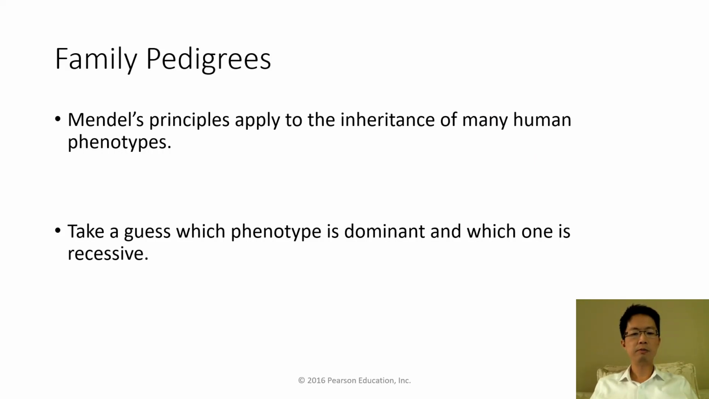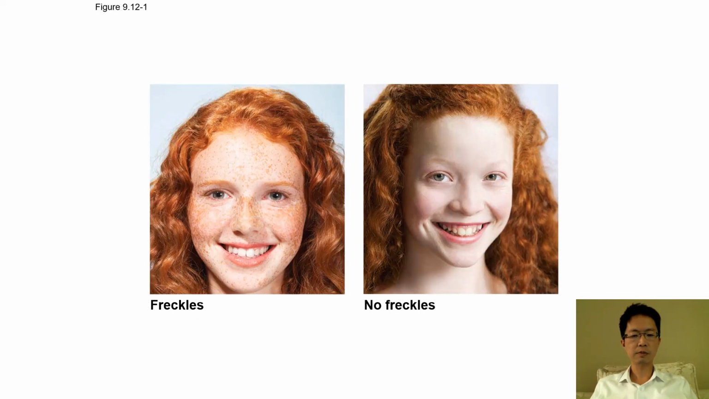So Mendelian genetics, or Mendel's principle, can apply to many human phenotypes. Let's take a guess which phenotype is dominant and which one is recessive. Freckle. Having freckles and having no freckles, which one is dominant, which one is recessive? I want you to take a vote. Freckle or no freckle? I'll give you the answer at the end.